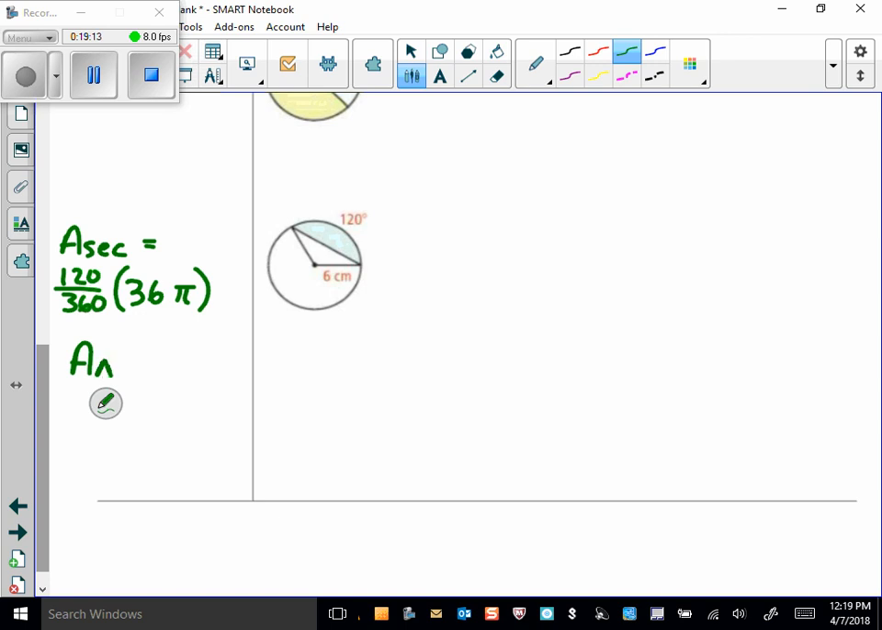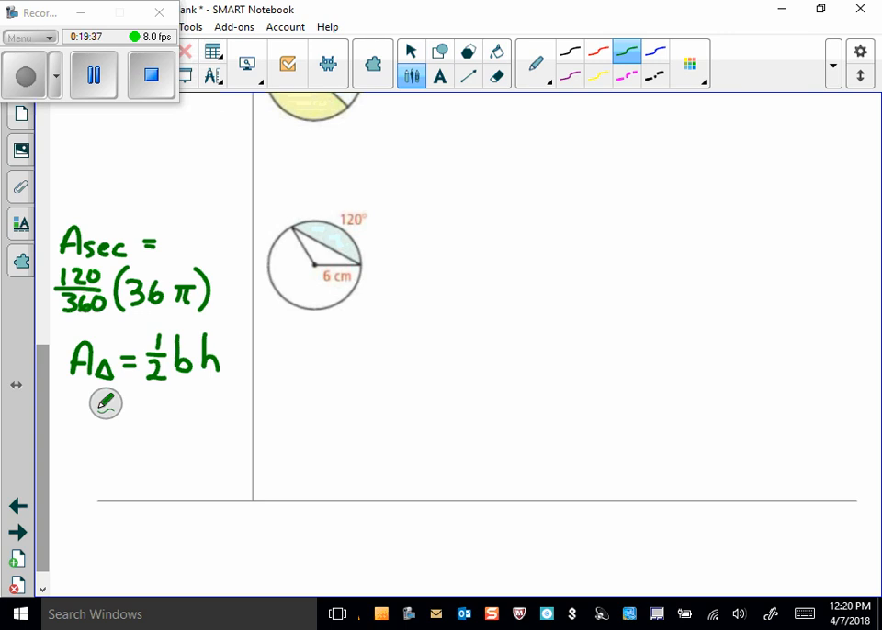And then we've got to find the area of the triangle. What do we got here? Well, I'm not sure. I don't think it's an equilateral triangle. I could be wrong, but I can't just assume it. No, it's not. It definitely isn't. So what are we going to do? We're just going to use 1/2 base times height to find the area of this triangle.